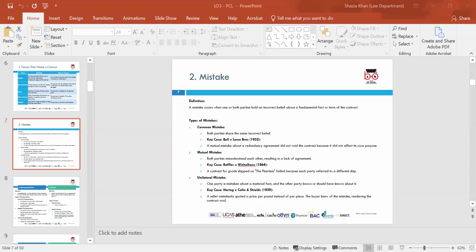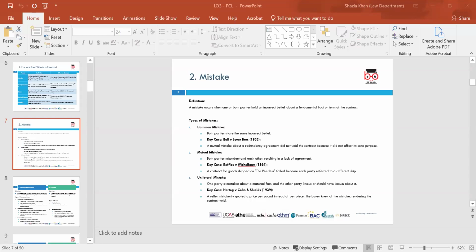Avoidable means it is unenforceable. So we've got different types of mistakes. You've got common mistake, mutual mistake and unilateral mistake. A common mistake occurs when both parties are mistaken about the same aspect of the contract. The shared mistake must be about something that is a serious aspect of the contract. It cannot be something that's not sufficiently serious.